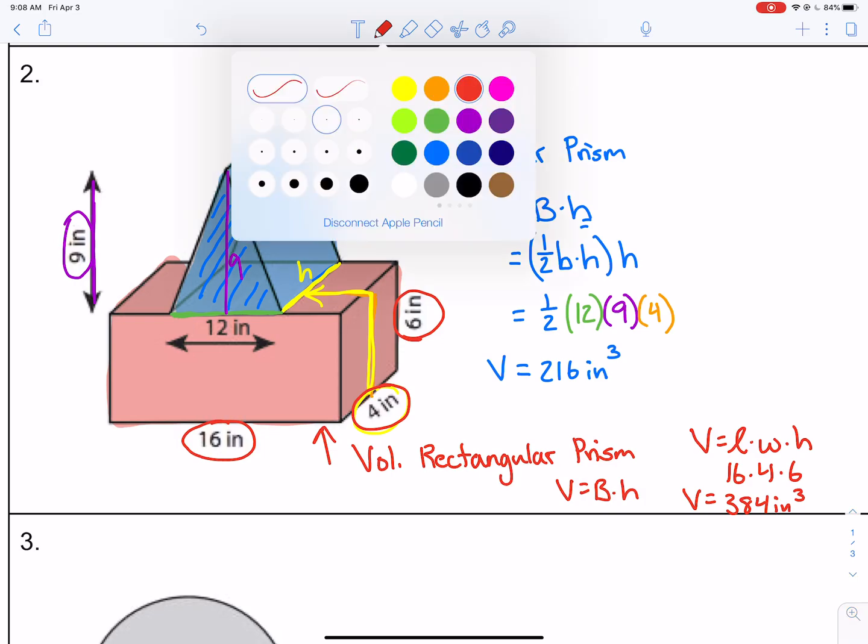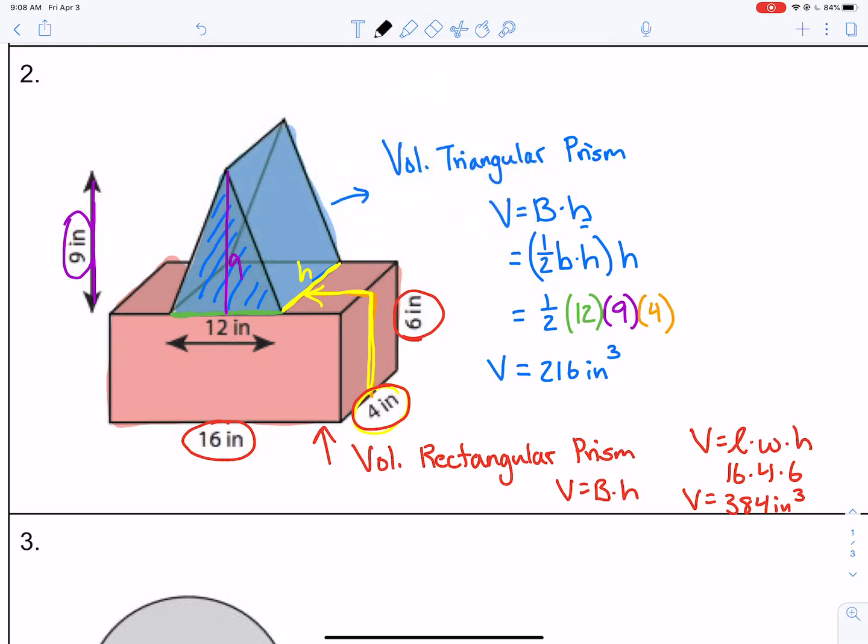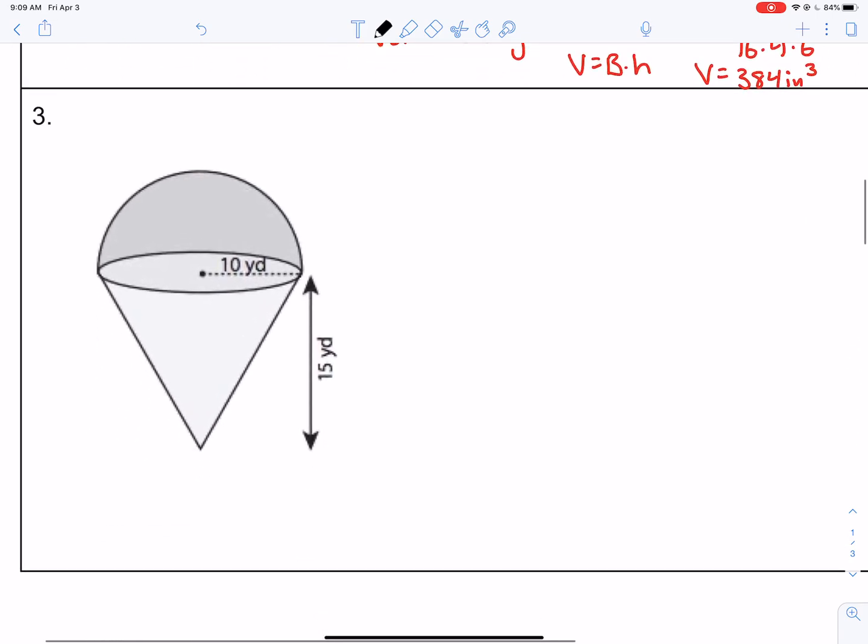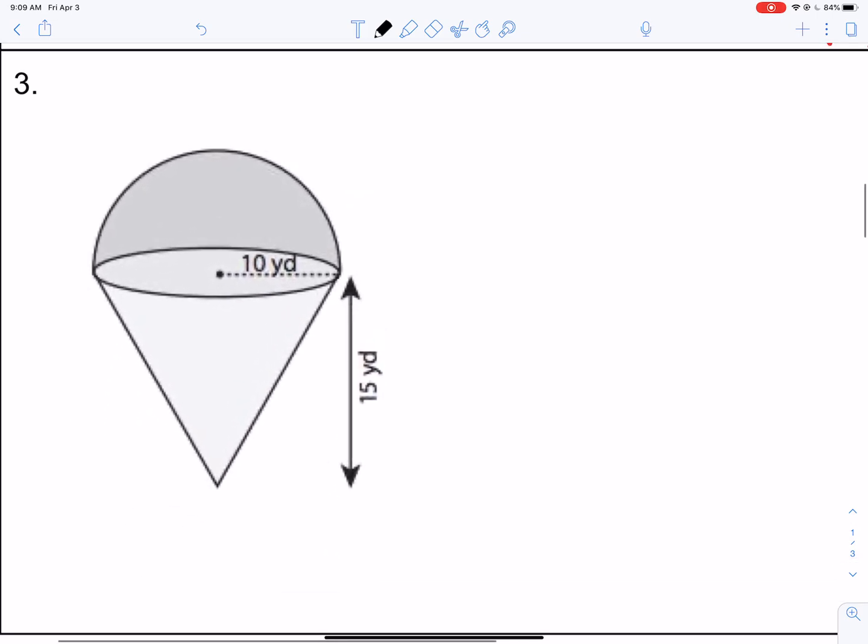And so to find the volume of the composite figure, you just have to add that all up. So the total would be 216 plus 384, which adds up to a nice even 600 cubic inches. All right, so let's look at one more example. It looks like an ice cream cone.